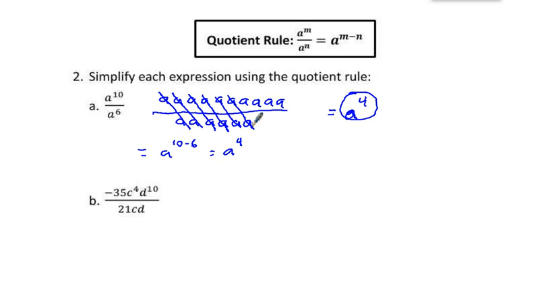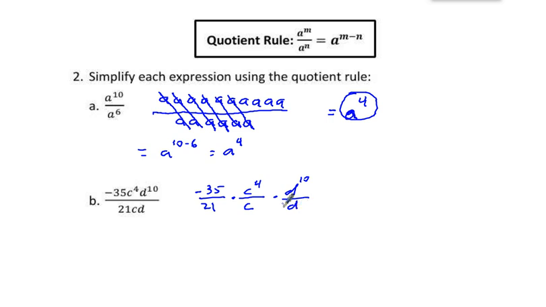Now when we get to an example like 2b, things start to look a little bit more complicated because you have different factors, different bases of c and d, plus there's a coefficient. I like to look at this as 3 separate fractions. So negative 35 21sts times c to the 4th divided by c to the 1st times d to the 10th divided by d to the 1st.